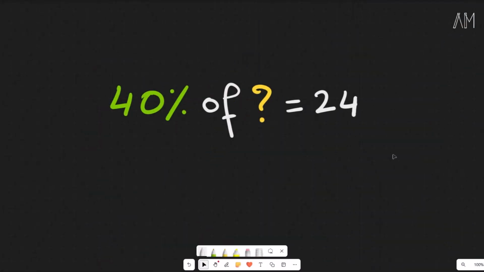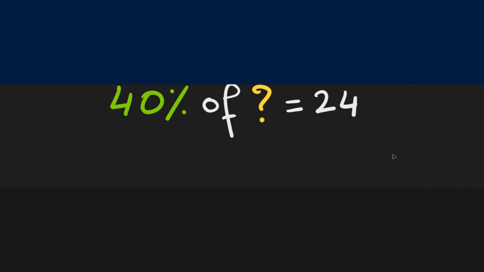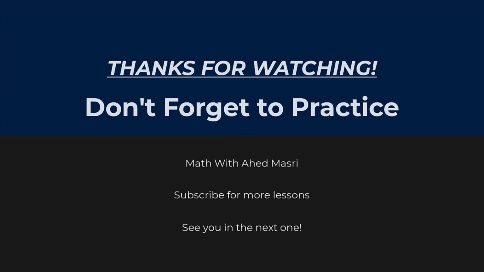Now in this video we learned how to find the part of the whole. In the next video, we'll reverse the process and find the whole number. Like in this case, 40% of what number gives me 24? And that will be it for this video, and I will see you next time.